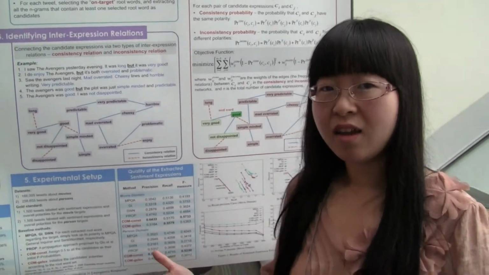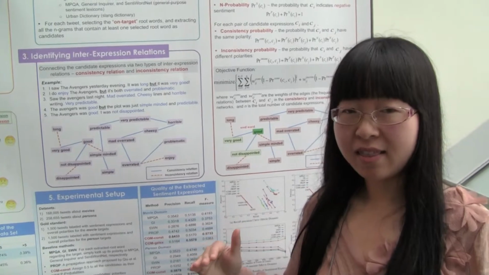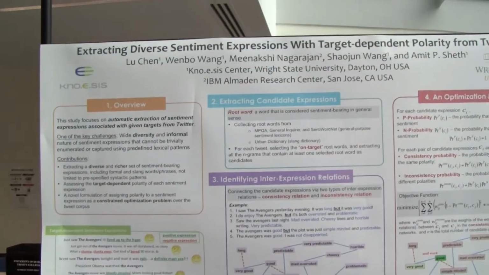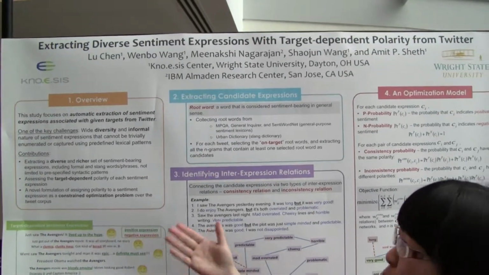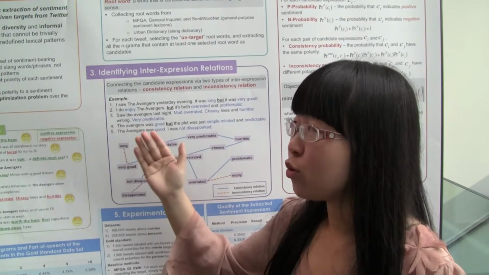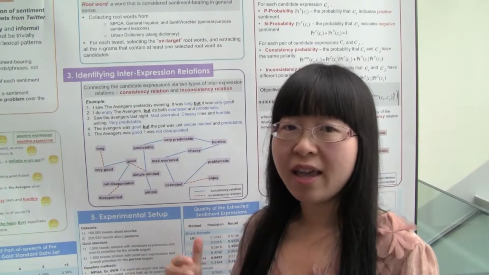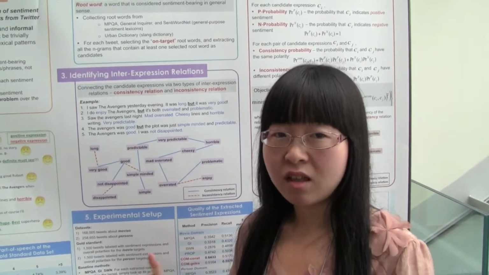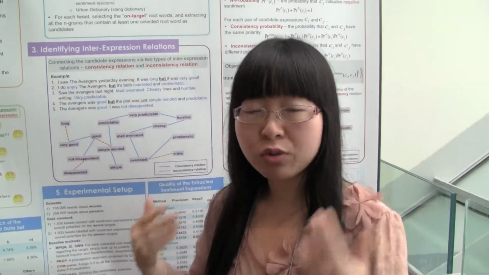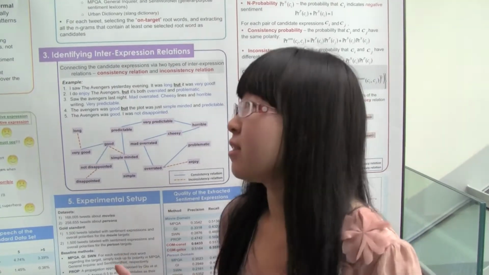So this study aims to extract what people think about something at the expression level from Twitter. One of the key challenges lies in the wide diversity and informal nature of sentiment expressions in Twitter, which vary from single words to multi-word phrases and include both slang and formal expressions. Such diversity cannot be trivially enumerated or captured through predefined patterns.